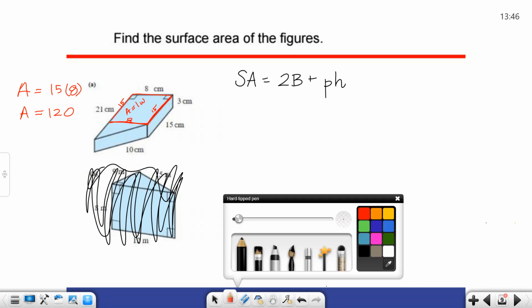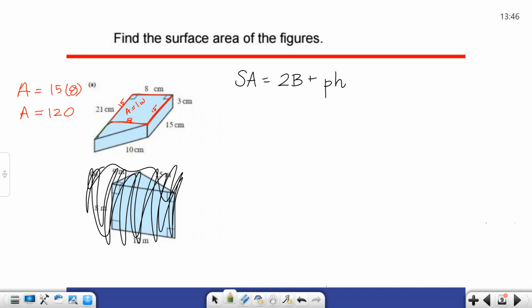But that's not that entire base, right? So let's take this green piece. Okay, so now let's find the area of this green piece. Well, I recognize that to be a triangle. So the area of a triangle is 1/2 base times height.